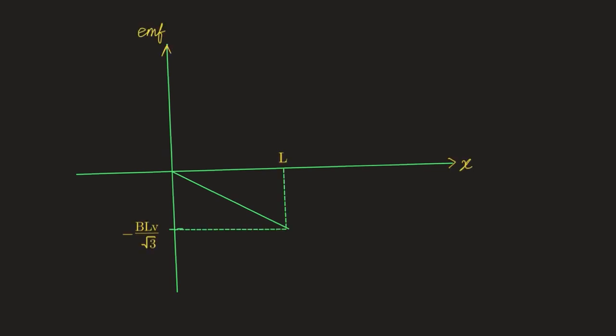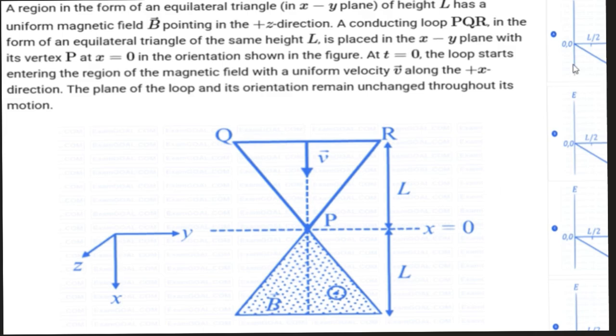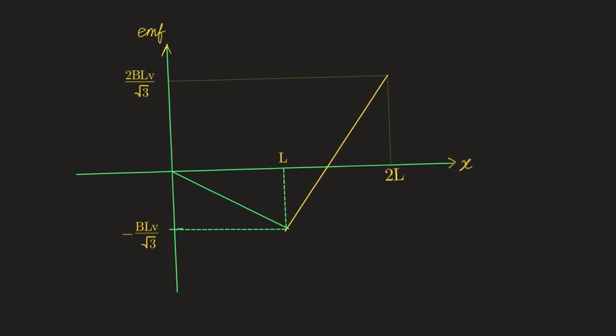So the graph will have two linear parts, as shown.